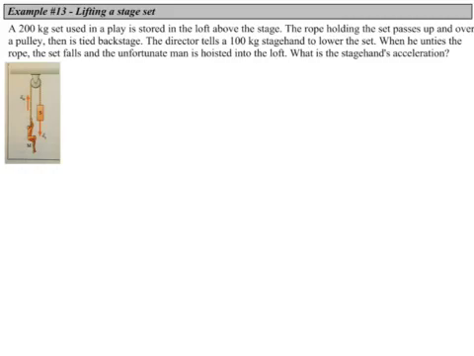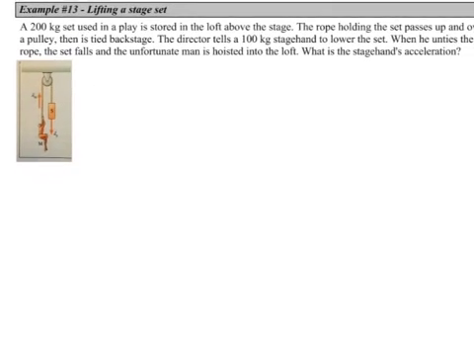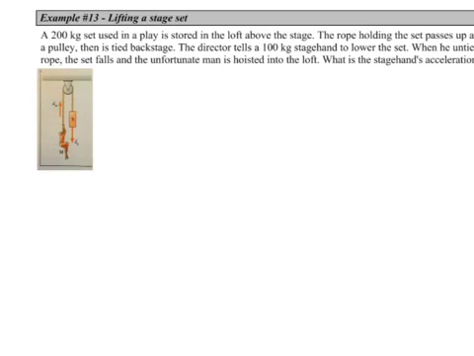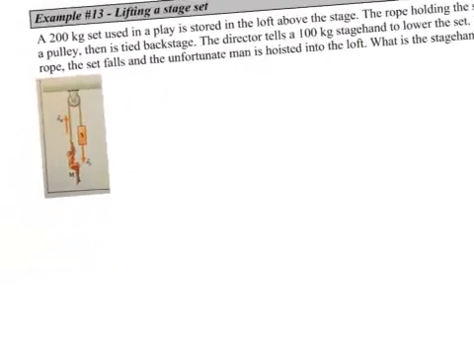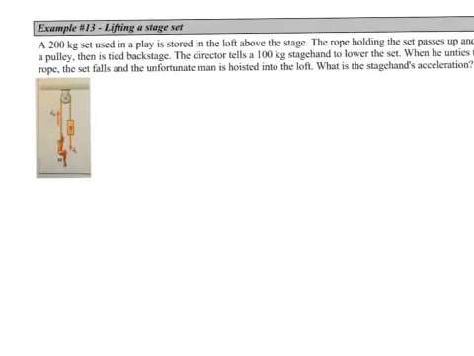So let's look at an example of a pulley system. A 200 kilogram set used in a play is stored in the loft above the stage. The rope holding the set passes up and over a pulley and then is tied backstage. The director tells a 100 kilogram stagehand to lower the set. When he unties the rope, the set falls and this unfortunate fellow is hoisted up into the loft. What is the stagehand's acceleration? This is a different situation of what's called an Atwood's machine. We'll be doing some work in class with Atwood's machines.